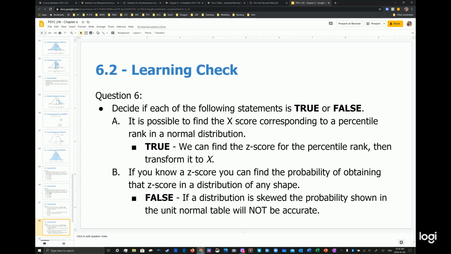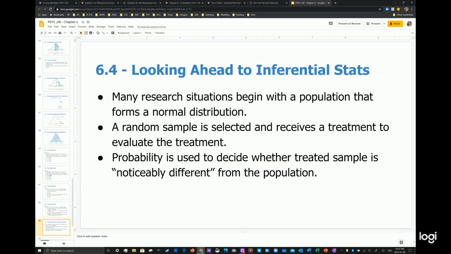For the second one, if you know a Z score, you can find the probability of obtaining it in a distribution. This is only true if the distribution is normally distributed, that is, it has one peak, one mode, and it is symmetrical. The question says any shape, and that's false. If it's skewed, you can't use the unit normal table anymore, because a skewed distribution is not a normal distribution. The table doesn't apply because the distribution shape is different.